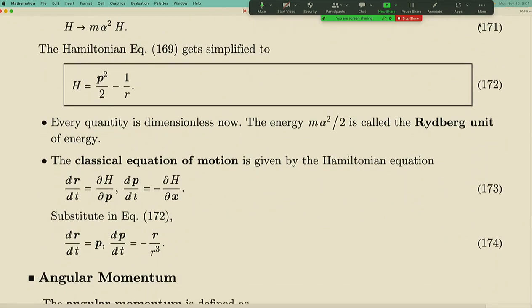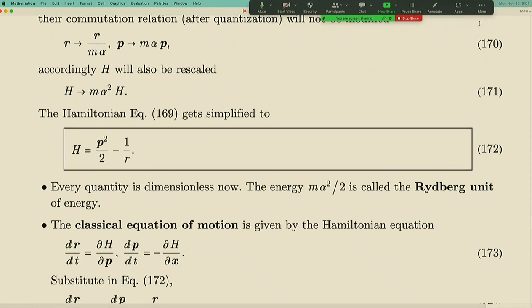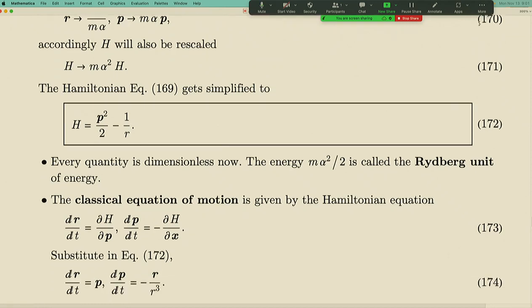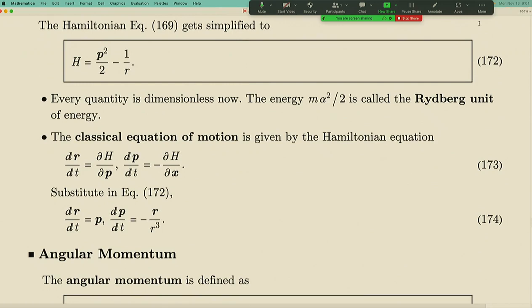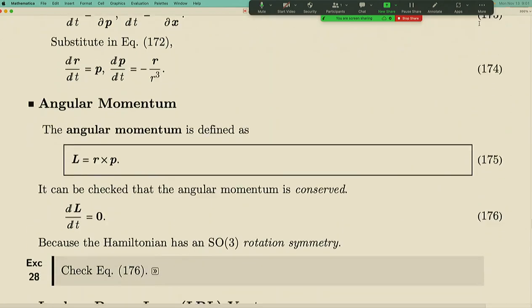So we have made some simplification by rescaling the position and momentum, and then we end up with a simplified Hamiltonian, which does not depend on the mass or the coupling constant. So we basically wish to solve this problem. This is a quantum mechanical problem. In quantum mechanics, we should replace all these P and R by their operator correspondence. But classical mechanics already gives us some intuition.